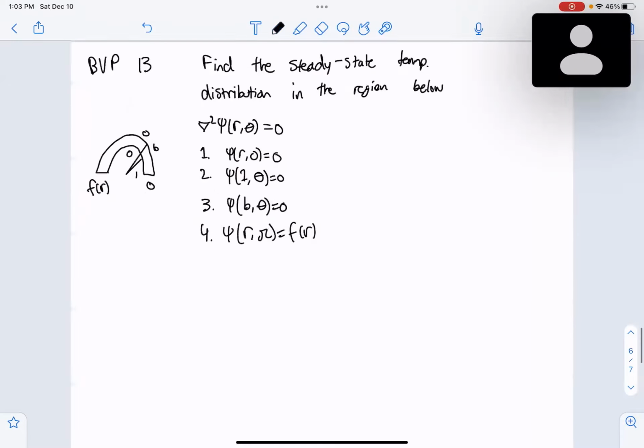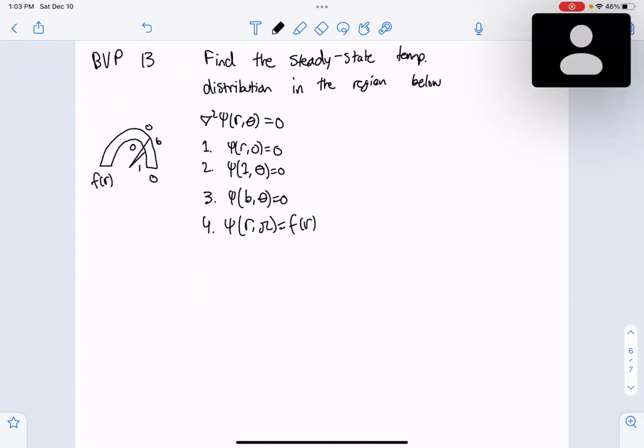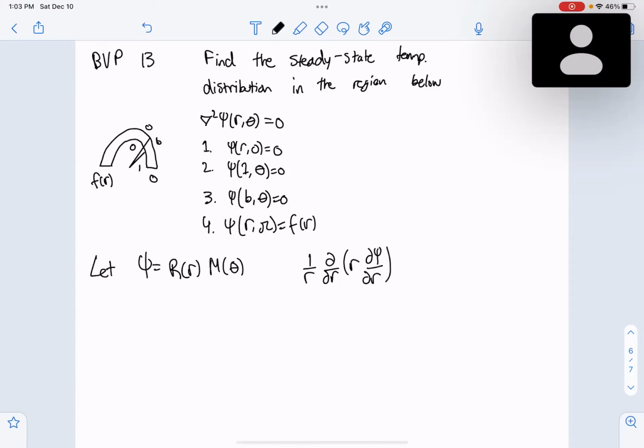Now, yeah, we're given essentially homogeneous boundary conditions here. So we're able to just use the separation of variables and go through with it. So we're going to start that off. Let phi equal some big function R of r times some function big M of theta. We're going to go ahead and plug that into the polar form of Laplace's equation, which is right here. The polar form is just 1 over r d/dr of r d phi/dr plus 1 over r squared d squared phi over d theta squared.